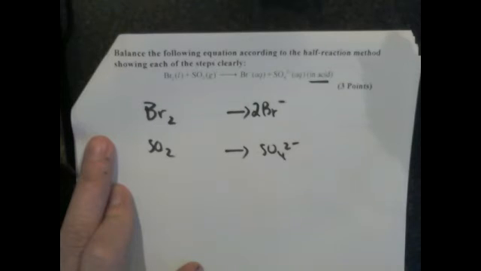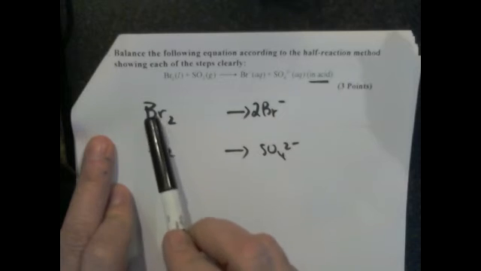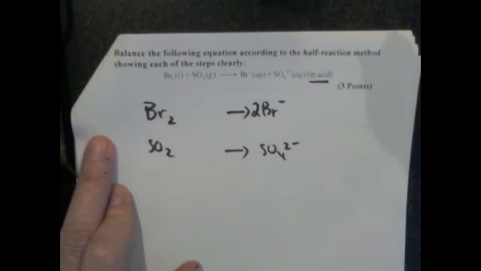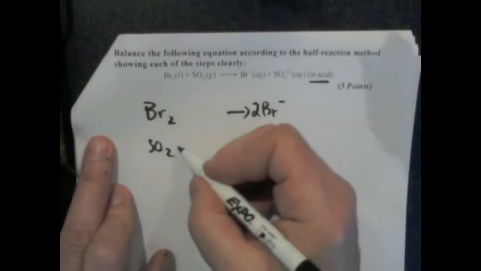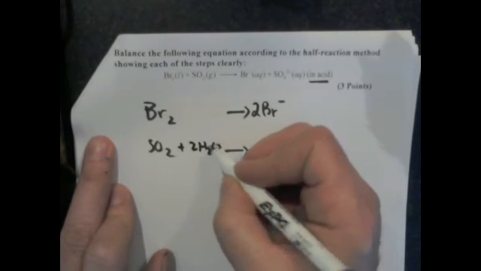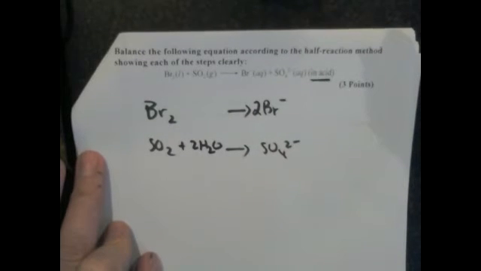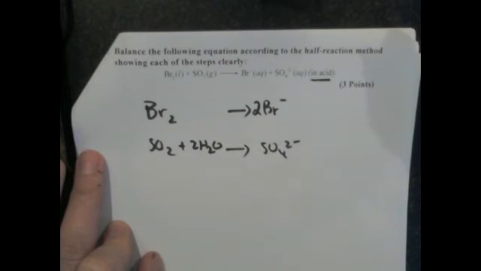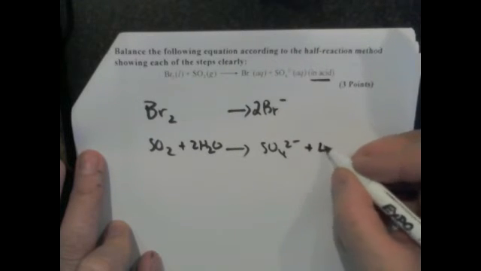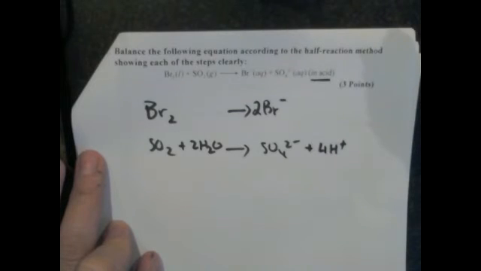Once I've done that, I balance for oxygens by adding water. There are no oxygens here and no oxygens here, so I'm good. There are 2 oxygens here and 4 oxygens here, so I'm going to need 2 waters in there. Once I've balanced for waters, I balance for hydrogen atoms by adding H+. There are no hydrogen atoms up here, but down here I've got 2 times 2 hydrogen atoms on the left, so I'm going to need to add in 4 hydrogen ions over here.